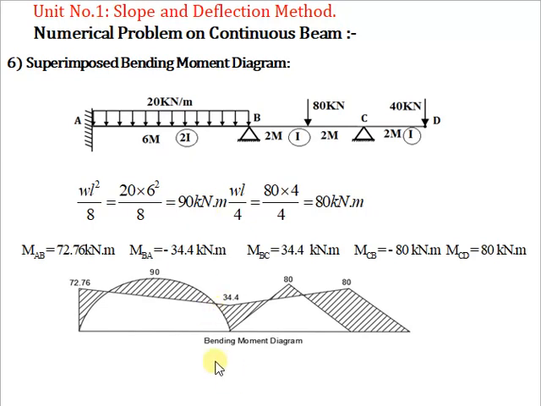Now draw the bending moment diagram, the superimposed bending moment diagram. First let's find out the free bending moment. For UDL it is WL square by 8. So by putting the values, 20 into 6 square divided by 8 becomes 90 kilonewton meter, and it is shown as a parabola, a second degree parabola. Then for point load it is WL by 4, so it becomes 80 kilonewton meter. Point load is 80 into span 4 divided by 4. So it is in triangular fashion for the point load.